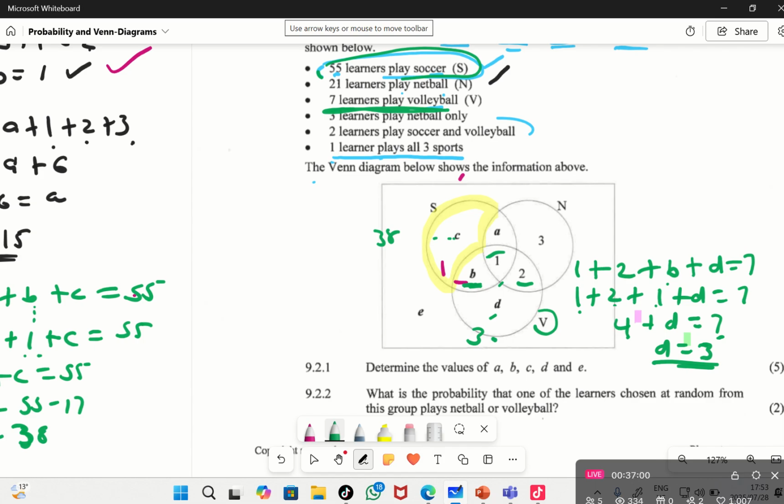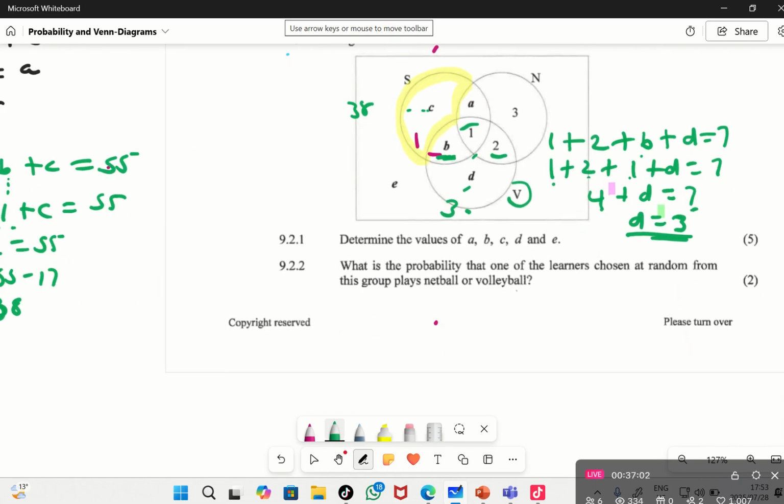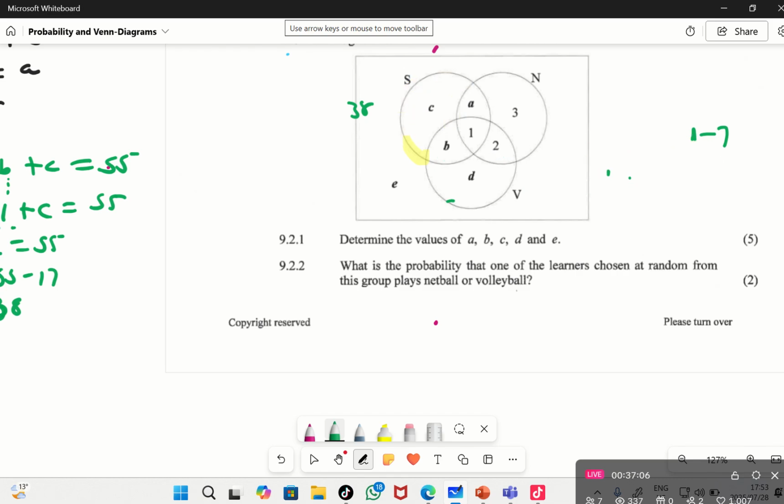Okay, sharp. Then let's move. Let's look for the value of E now. So our D is 3. Let's put 3 there. Our B is 1. Okay, our A is 15. Now we're looking for the value of E.